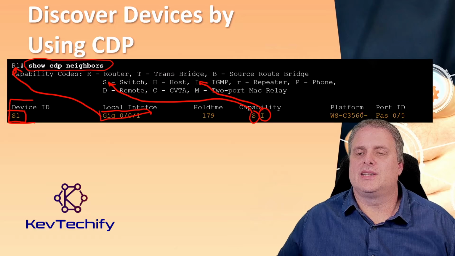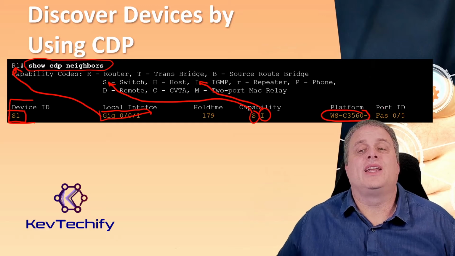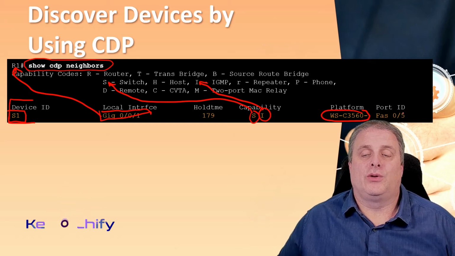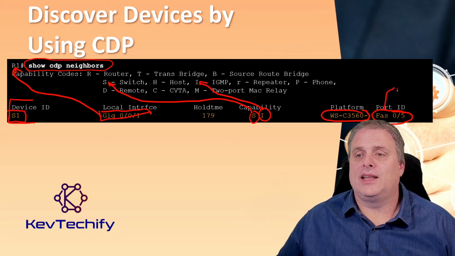Platform over here, this is the model of that remote switch. So it's a WS-C3560. And then what port is it connected in on that remote switch? It's connected to Fast Ethernet 0/5. This is on the remote switch.